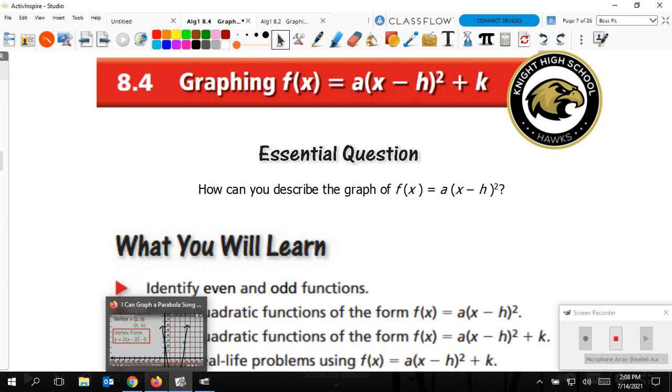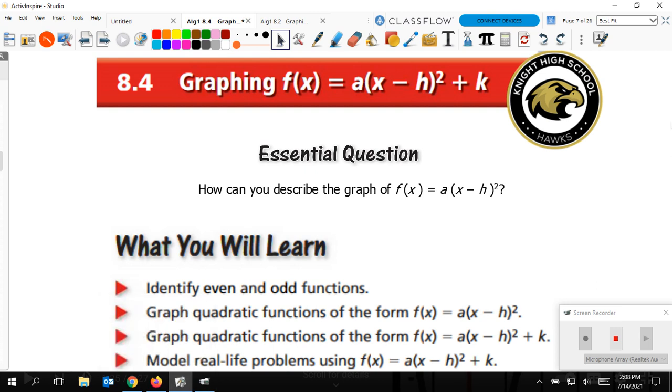All right, well, welcome back, Algebra 1 students. And here we go with some more graphing of these quadratic functions. That video is kind of nice to see again, just some of the parabolas in real life, like the water going across in a parabola form.